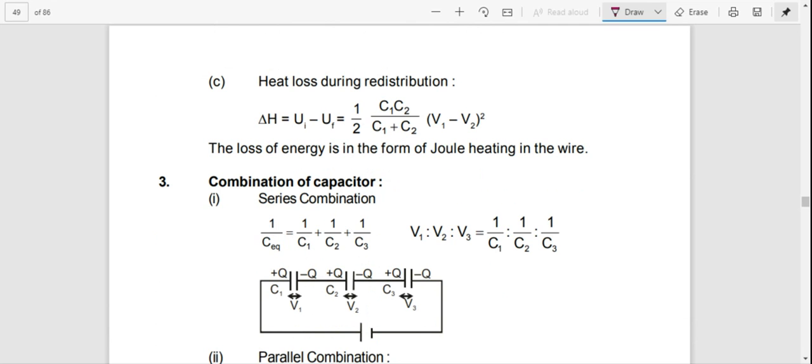Heat loss during redistribution. Heat loss is delta H and it is equal to initial energy minus final energy, which is equal to half C1 C2 by C1 plus C2 into V1 minus V2 the whole square. And the loss of energy is in the form of joule heating in the wire. So it is in the form of joules.